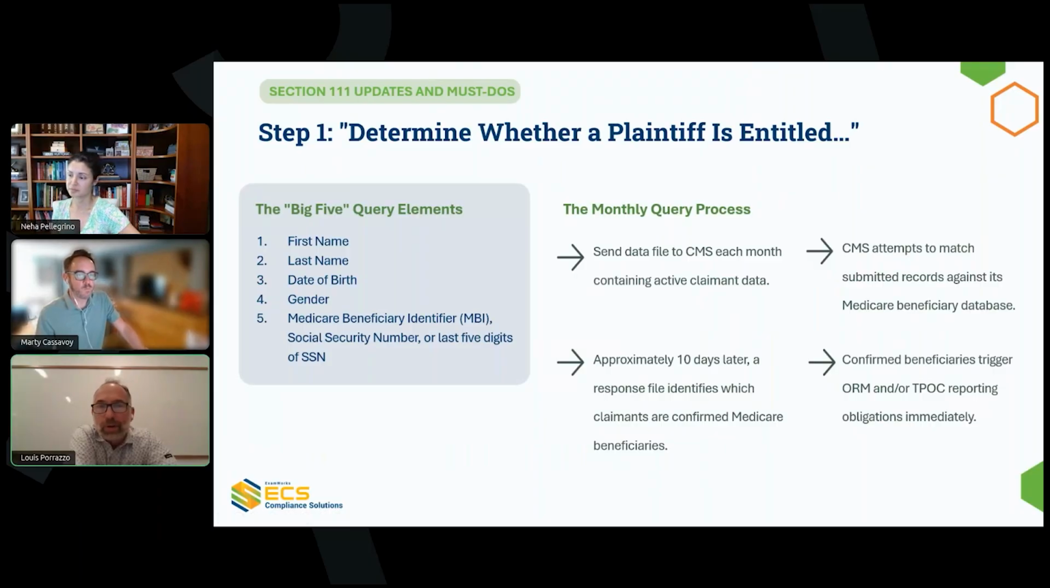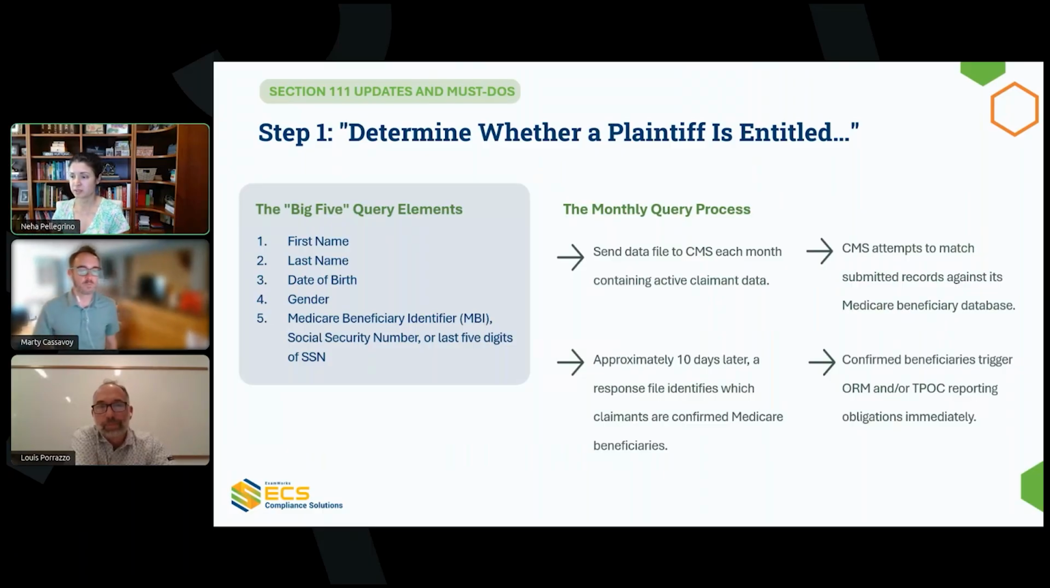So Neha, the first part of this is determining whether a plaintiff is entitled. What can you tell us about how companies can go about doing that? Yeah, so thanks, Lou. In order to run a search to determine Medicare status, we need 5 specific query elements known as the Big 5.